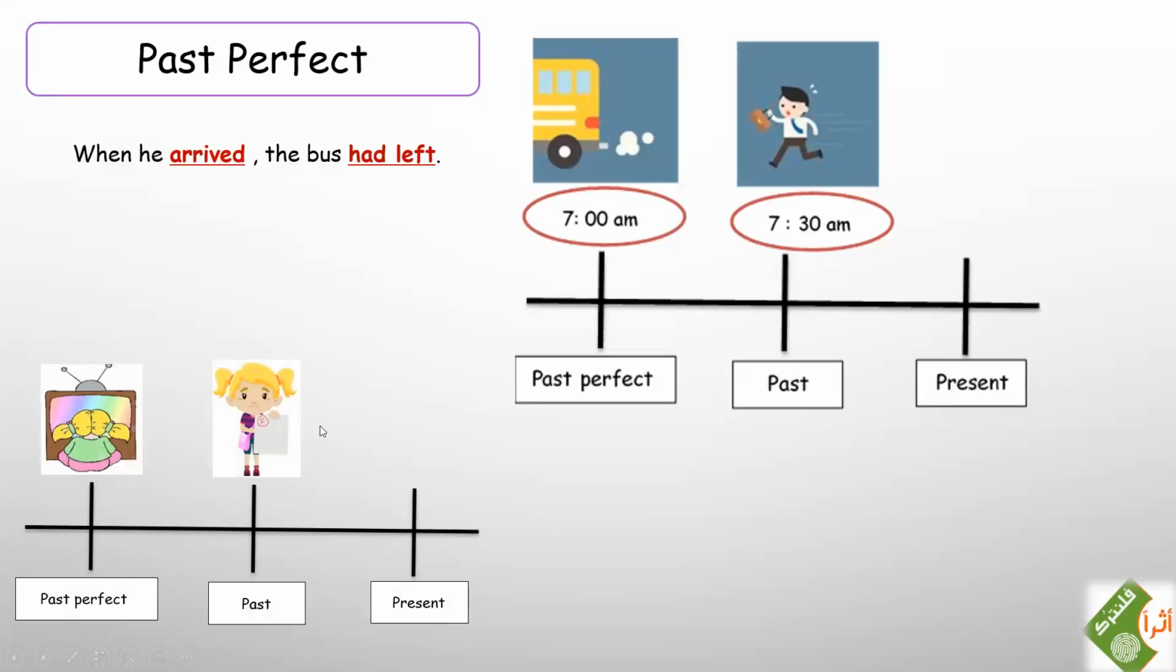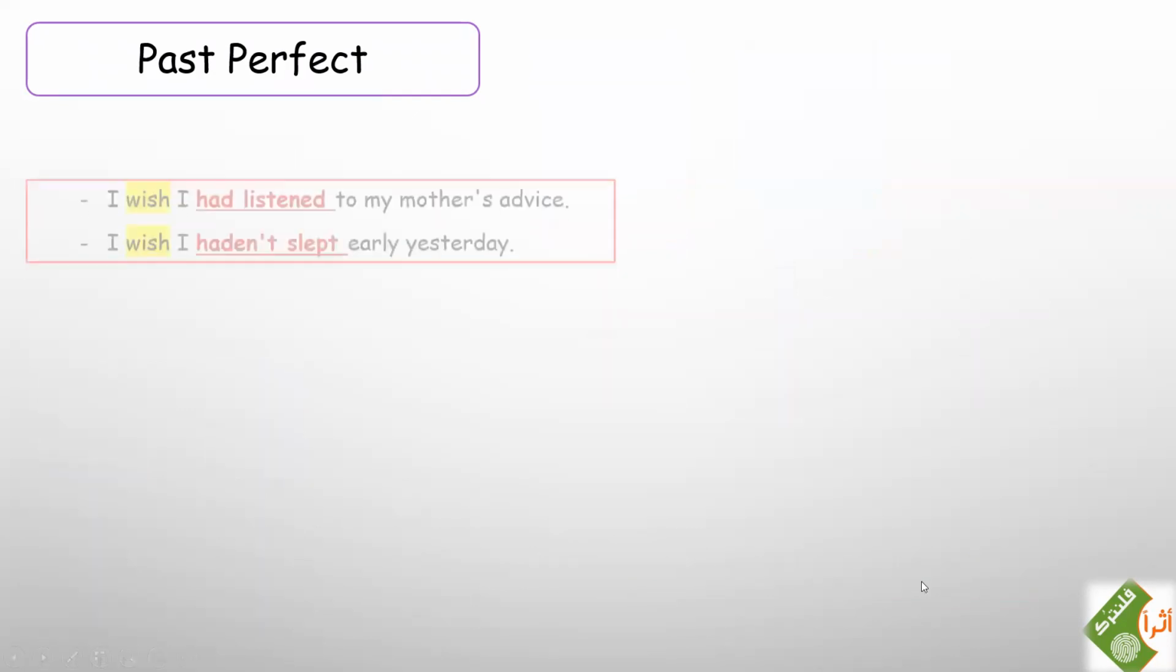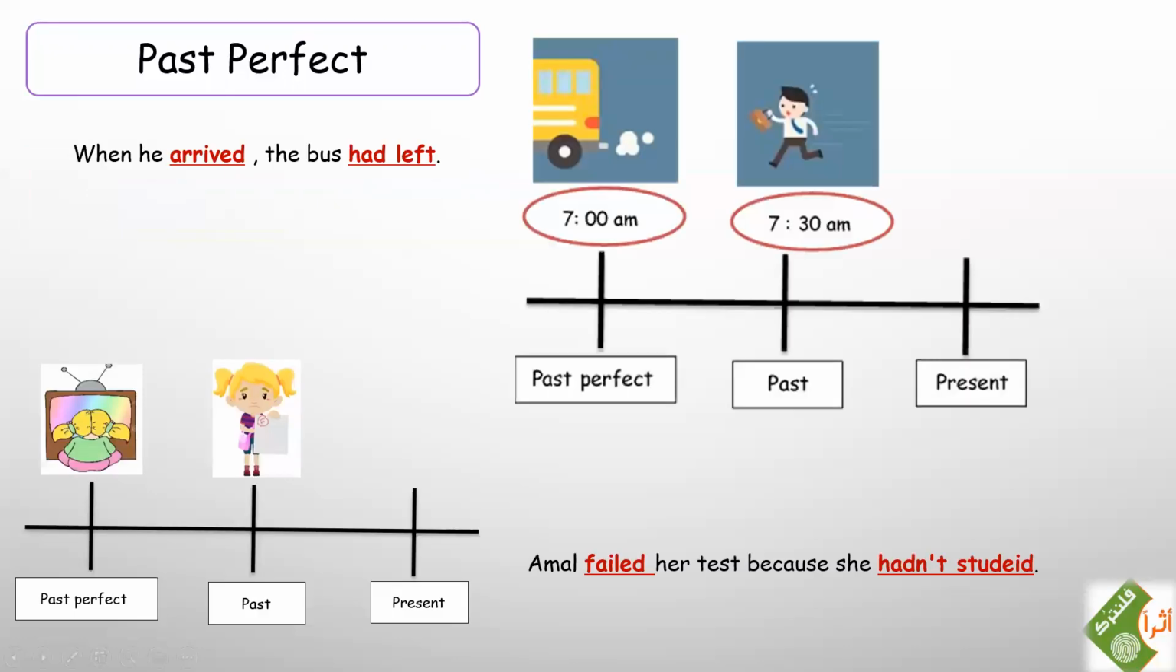Look at this. Maha has got her certificate. Letter F. She failed. Why did she fail? Because she was watching television. Now we have two situations that happened in the past. They are not in the present. So how can I say, Amal, her name is Amal. Amal failed her test in the past. Why? Because she hadn't studied. Okay. Now here I use the past perfect, but in the negative. So, had not studied. Is that clear?